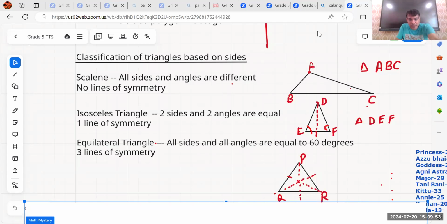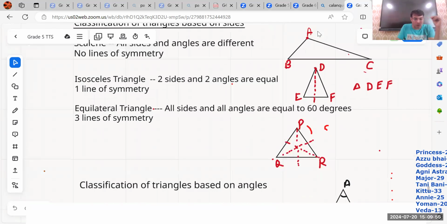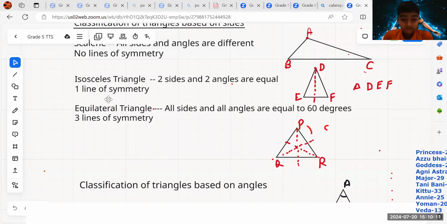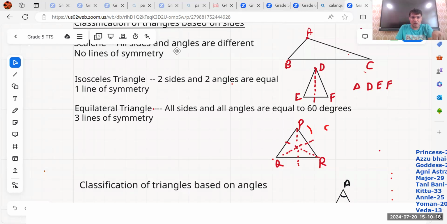So next is classification of triangles based on angles. Who wants to answer this? Your chance. Sir, I don't know about it. So then keep on unmute. Next chance goes to Prime Veda. Sir, I don't know. Next chance goes to Major General.